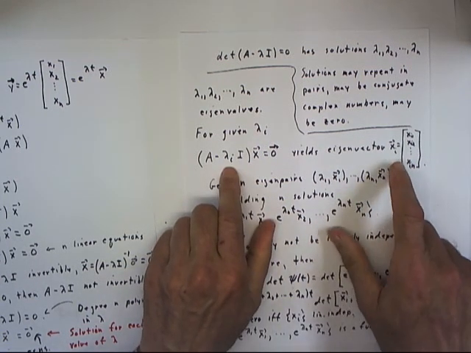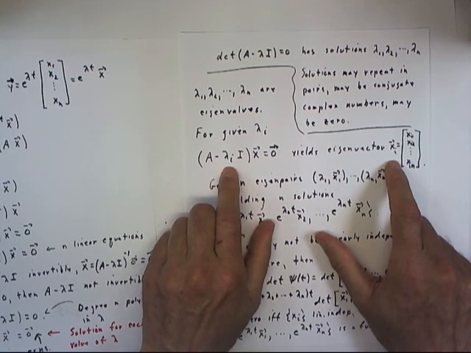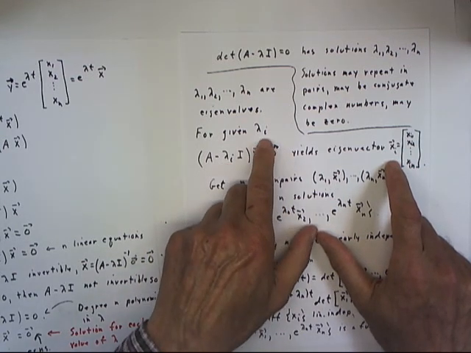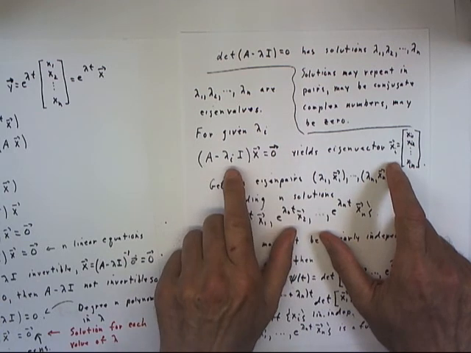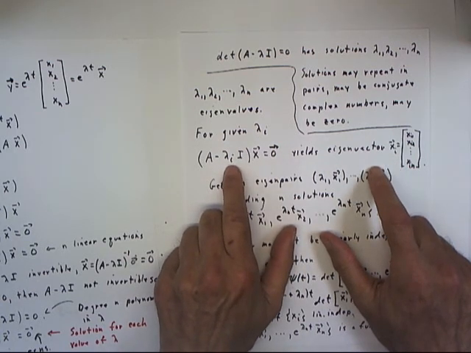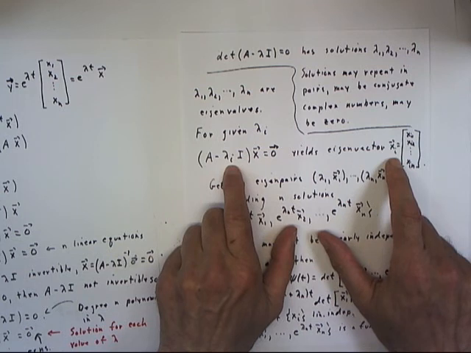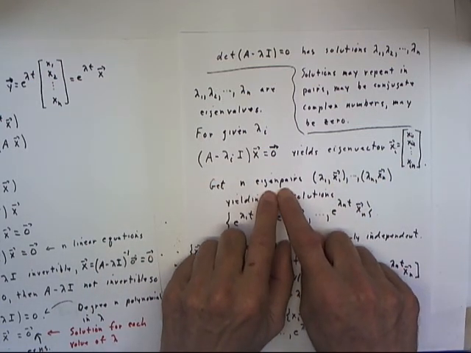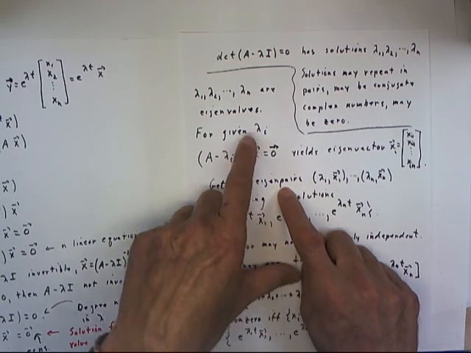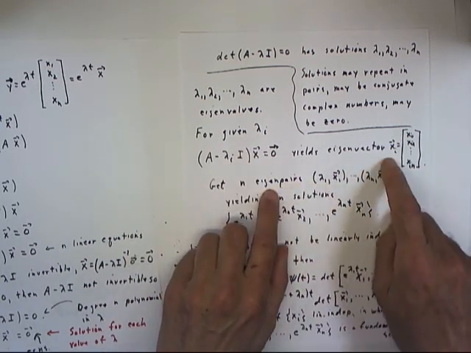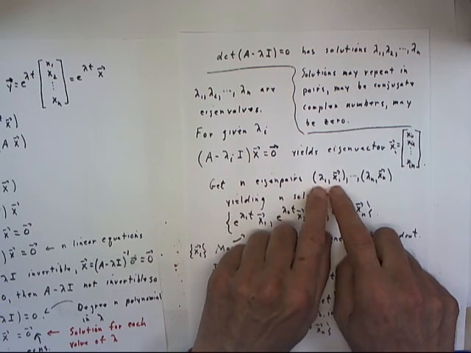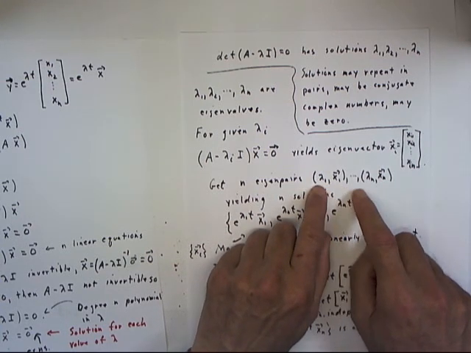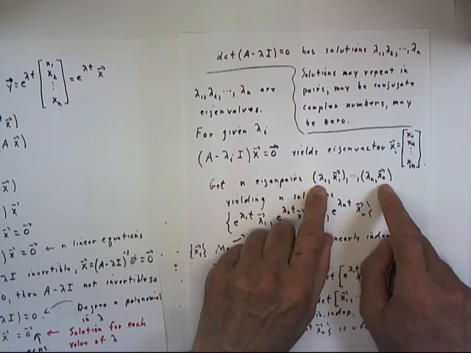So lambda i gives us solution x sub i through this equation. If i is equal to 1, then our eigenvalue lambda 1 gives us eigenvector x1, and then eigenvalue lambda 2 gives us vector x2, and so forth up to x sub n. So we say that we have eigenpairs. An eigenpair is an eigenvalue and the resulting eigenvector. So we have eigenpairs lambda 1, x1 up through lambda n, x sub n.